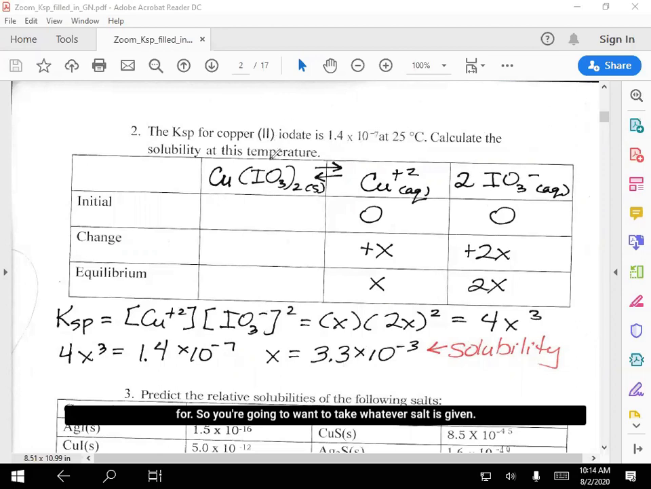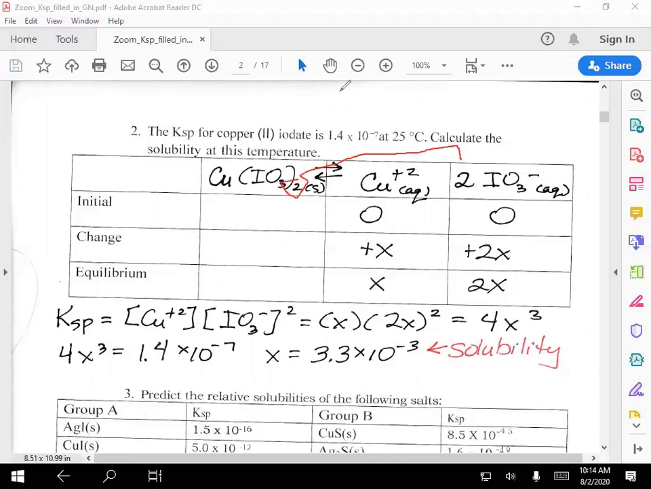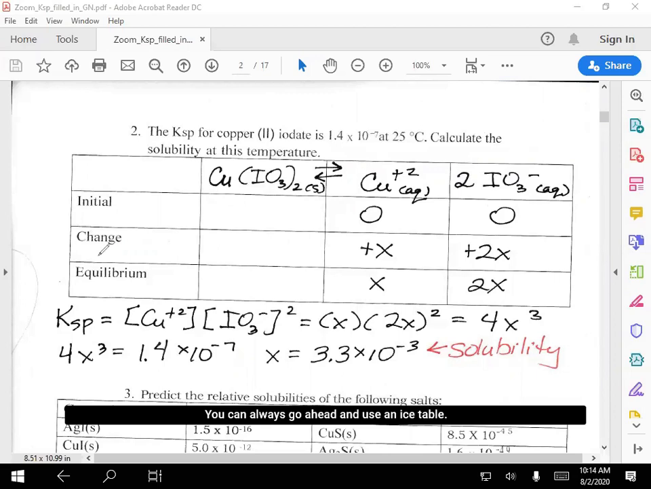So you're going to want to take whatever salt is given, use the correct formula, use the equilibrium arrows, break up the salt into its ions. Remember to put your charges in here. Remember also to use the formula so that you can balance the equation. You can always go ahead and use an ICE table. And then initially we would have had 0, 0. And then remember, use your coefficients to get the proper plus x's. And then remember that your x's go inside your brackets.